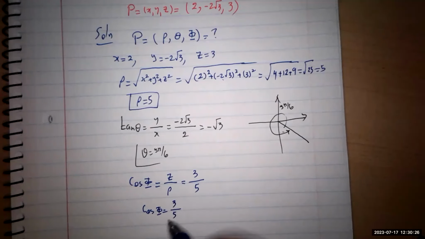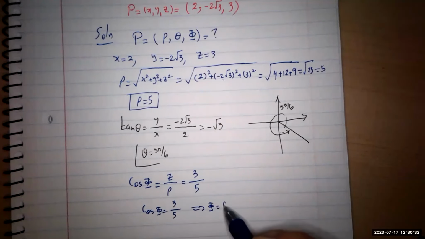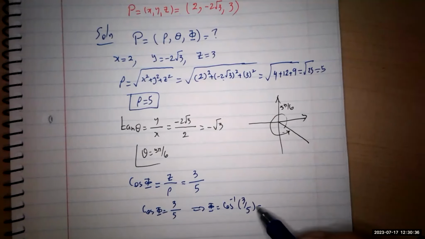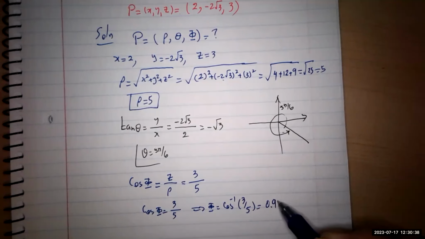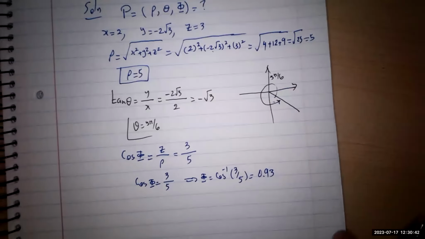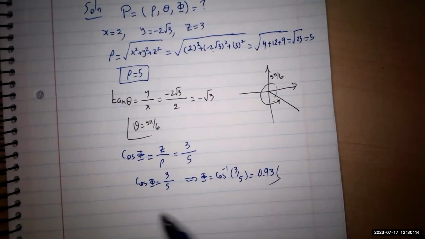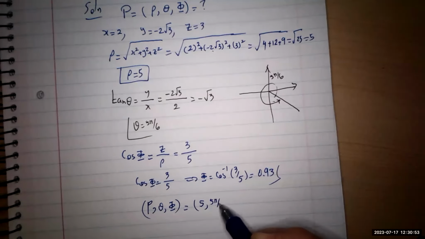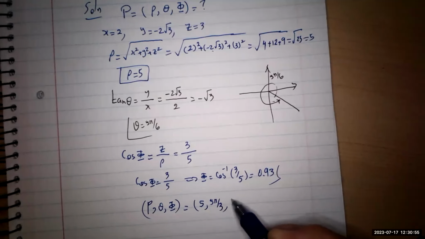You can use your calculator to get this one. So phi is going to be cosine inverse of 3/5, and with your calculator you have something like 0.93. So eventually the point can be identified by rho, theta, and phi: 5, 5π/3, and 0.93.